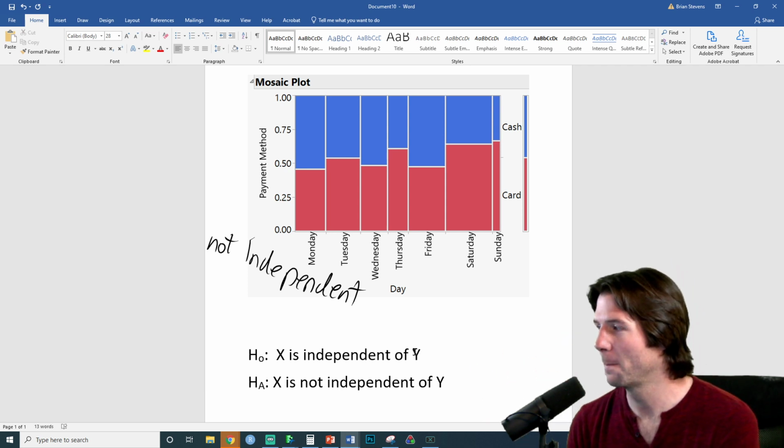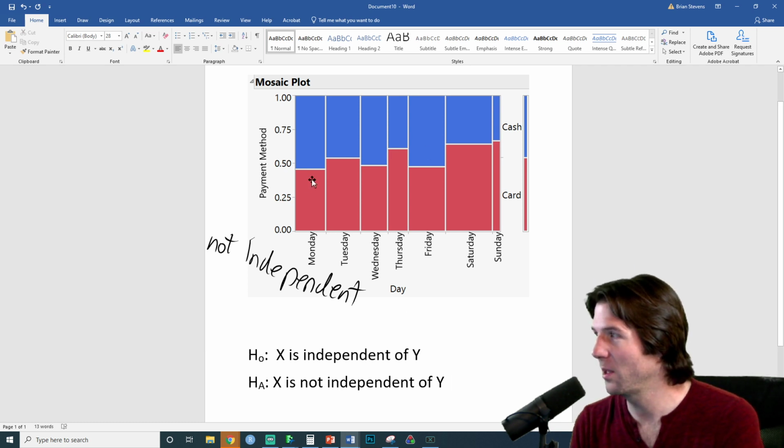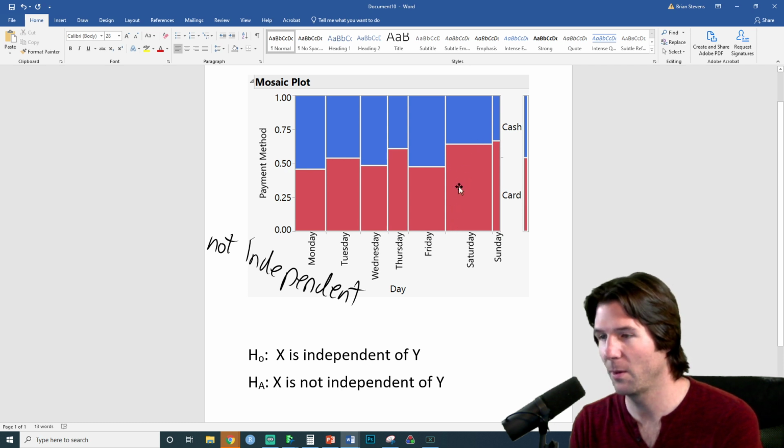What do you guys think? I'm going to take a guess at the p-value. I didn't see it. But do you guys think the p-value will be large or small? Look at Saturday. Saturday, people are paying with cash a little bit more.